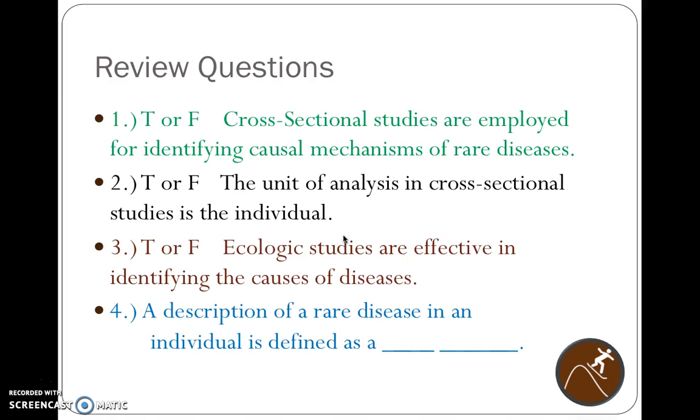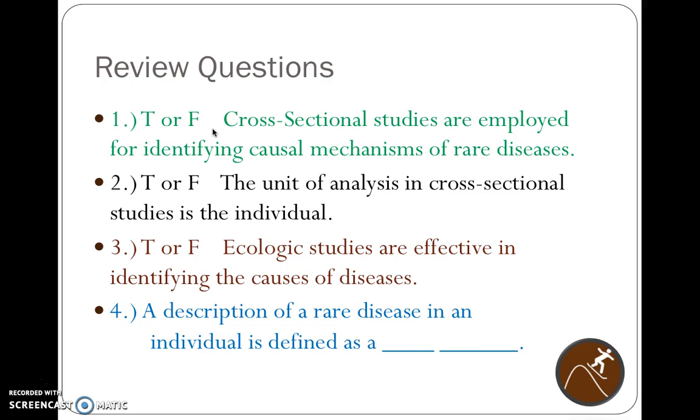So first four questions. True or false, going back to the cross-sectional studies, they are employed for identifying causal mechanisms of rare diseases. Is that true or false? You should have said false because you'd need to survey like 1 million people to get something like pancreatic cancer. So it's not very good for that type of study.